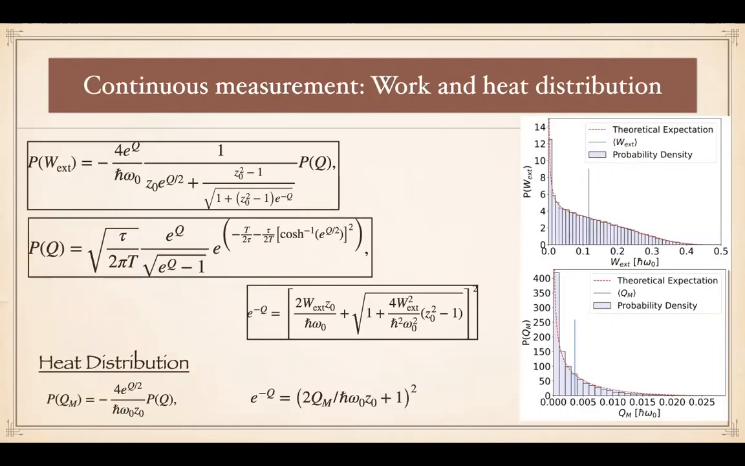So the nicest thing about this continuous measurement was that we were able to find a nice expression for the probability distribution of work extraction. If you see on the top side, we have a probability distribution of our work extraction in terms of work extraction. If you keep putting these terms back into the equations, then you will find P(W extraction) can be written in terms of W extraction.